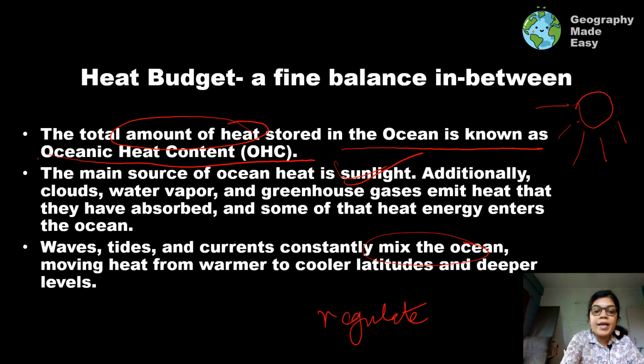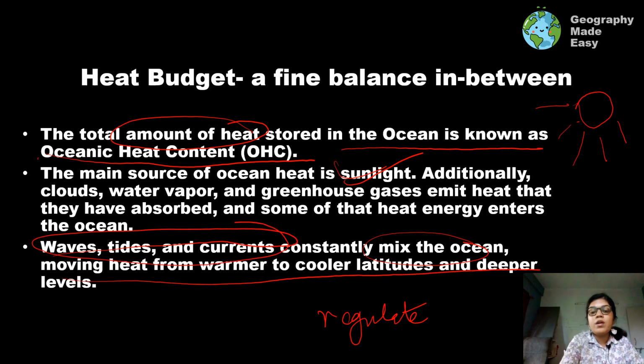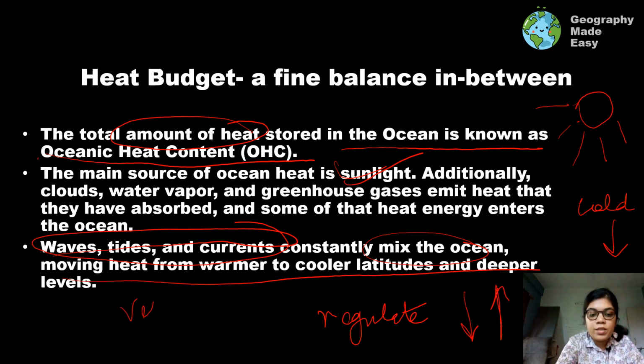And we have the tides, waves, and currents. These three things help move heat from warmer to cooler latitudes, and from shallow levels to deeper levels, because we know that when the water becomes cold, it sinks. So a cold current will travel below, in a deeper part of the ocean, than a warm current which will be on the surface. And so we have vertical mixing of water, as well as horizontal transfer of heat energy.